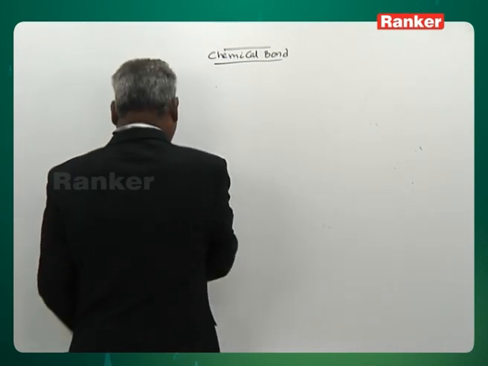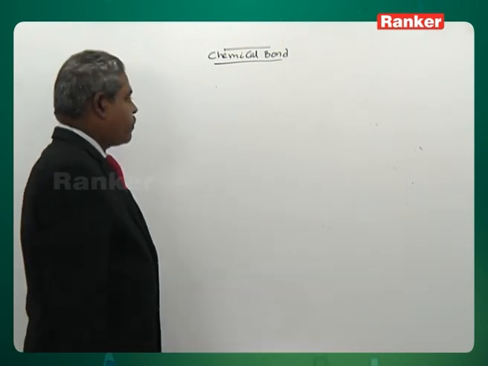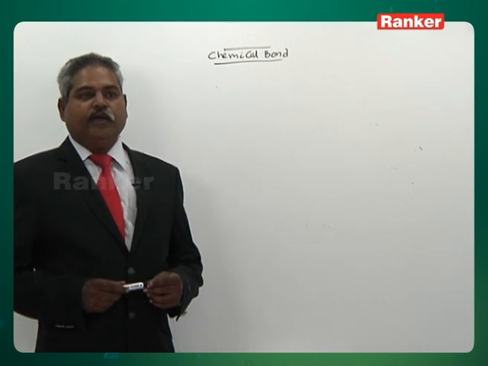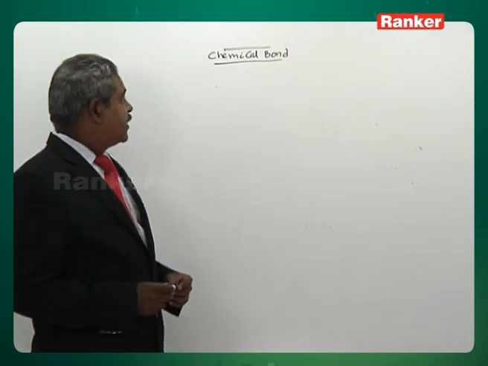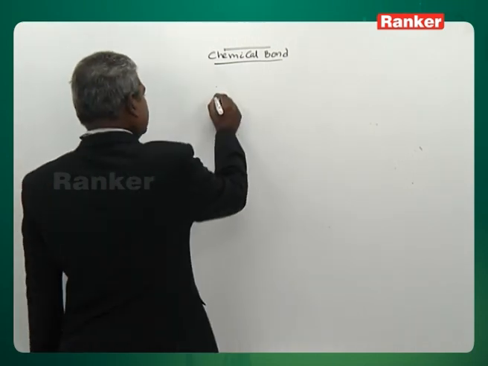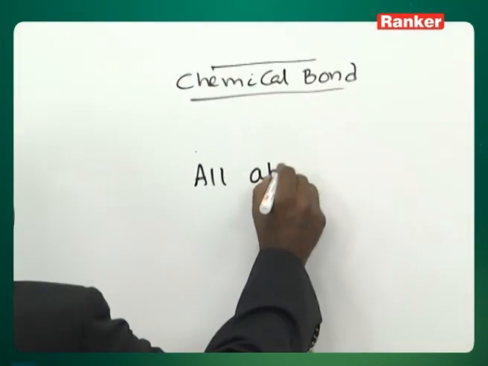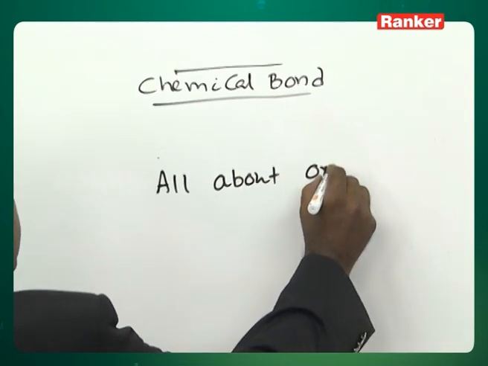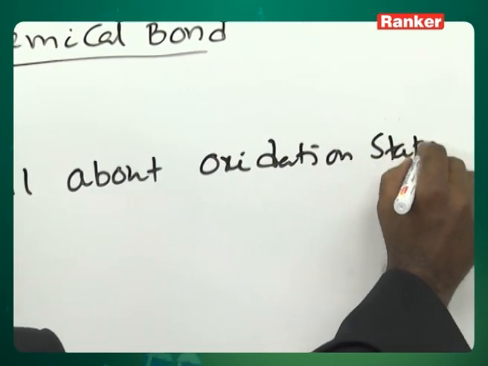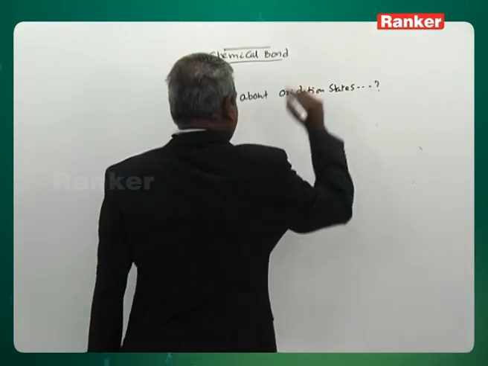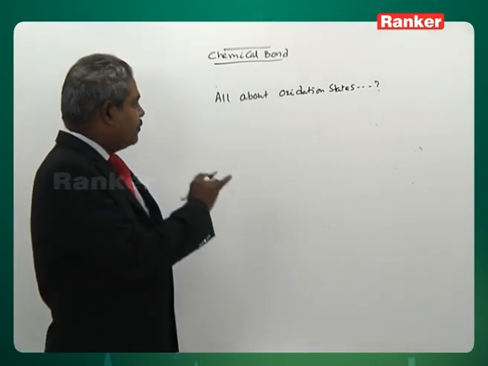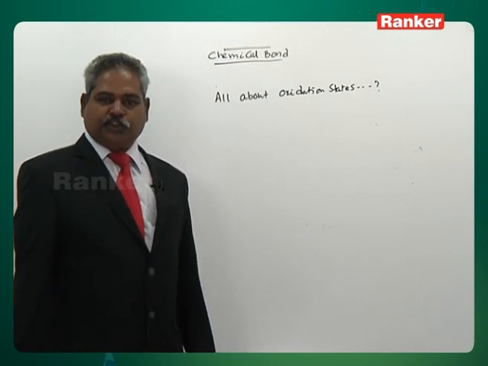Even but para. Now, the last thing, which involves periodic table and chemical bonding also, is oxidation states. All about oxidation states. Actually, we could have studied this in periodic table itself, but since it involves a little bonding also, I have brought it in here at the end of both the chapters.